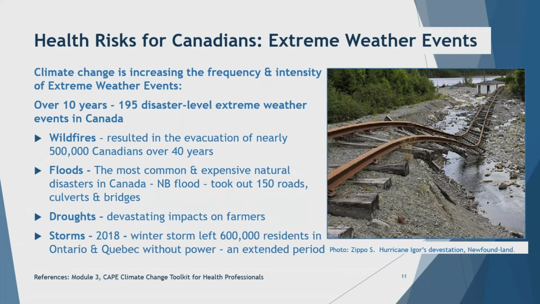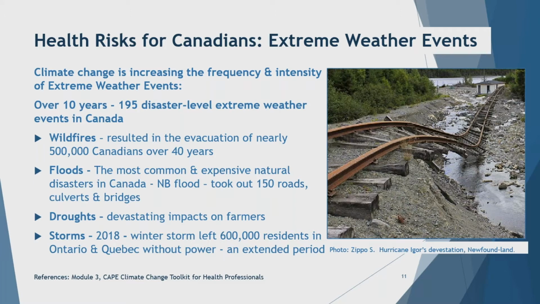And just as an example of what that might look like, in 2018 in New Brunswick, the flood of the St. John River took out 150 roads, culverts, and bridges. And people in New Brunswick talk about how some people were cut off from medical services, from grocery stores, from pharmacies for weeks until some of this infrastructure was repaired.